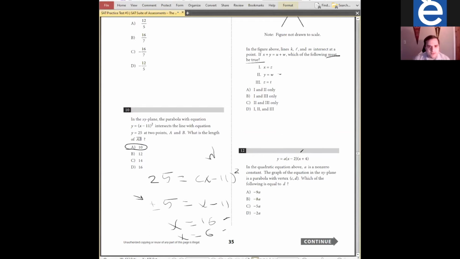So what is the vertex? Nope, sorry. 2 minus 4, divided by 2, which is equal to -1. So the x value for our vertex is -1. Now it's just asking us what the y value of our vertex is.